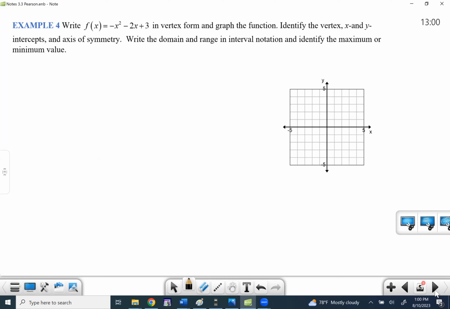All right, so we're going to do the same process that we just did. We're going to do it by completing the square. This isn't the only way. We'll show you another way, but this is an important thing to know if you're moving on, okay?